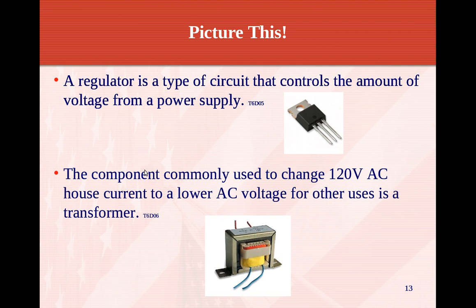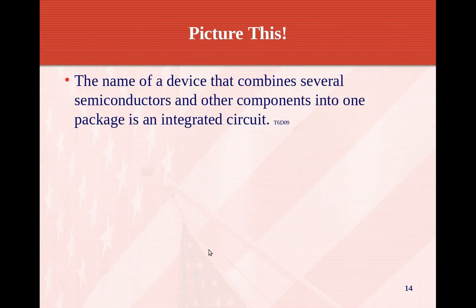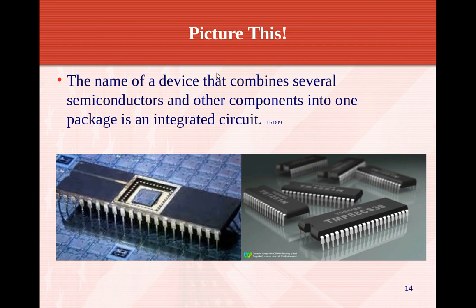A component commonly used to change the 120 volts AC house current to a lower AC voltage for other uses is a transformer. So this is a step-down transformer. It takes down 120 volts and steps it down to a lower voltage. It also provides isolation from your 120 volt main. The name of the device that combines several semiconductors and other components into one package is called an integrated circuit.